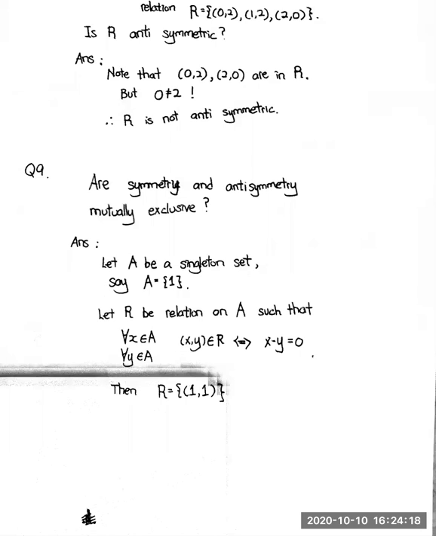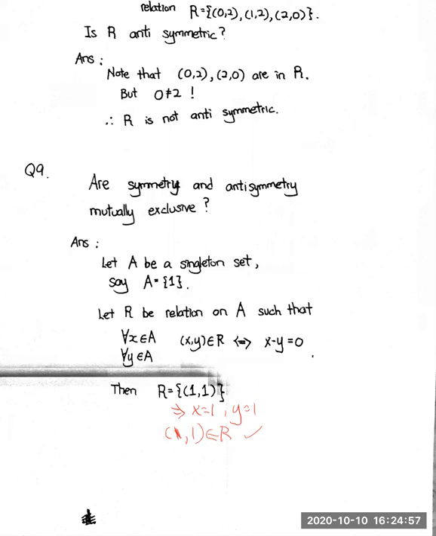Because x is equal to 1 and y is equal to 1. Let me write down first. In this case, this implies that my x is equal to 1 and y is equal to 1. So, of course, (1, 1) is inside R. That's for sure. And similarly, if you switch the positions, x minus y and y minus x, they are the same since both of them are equal to 1.